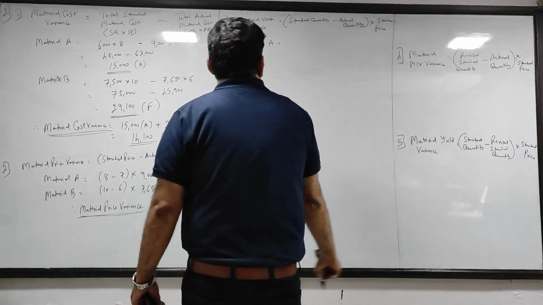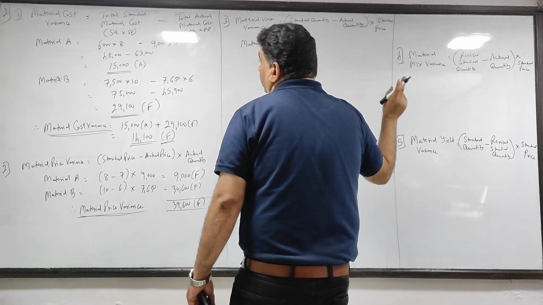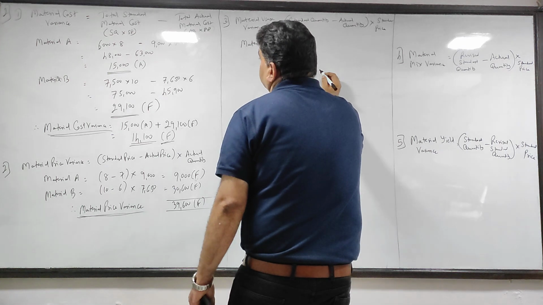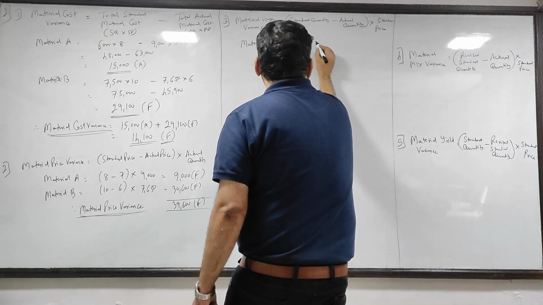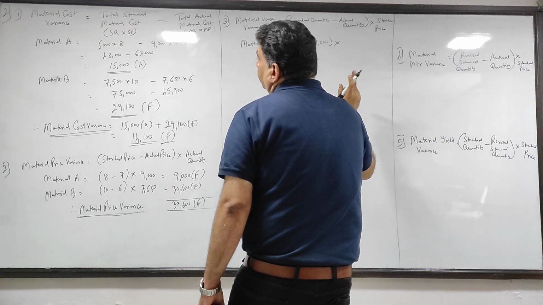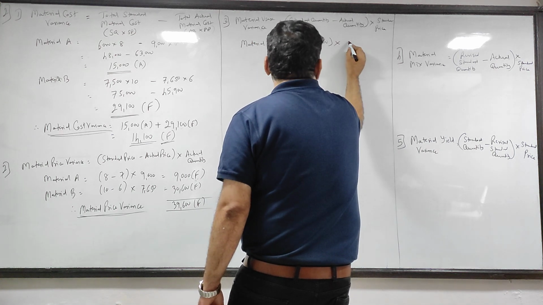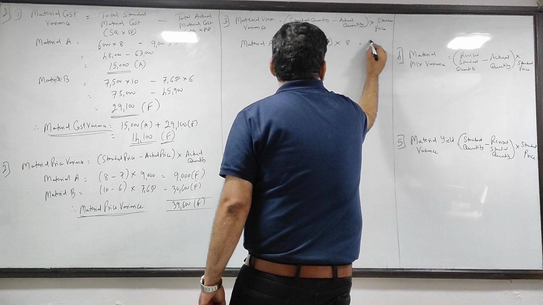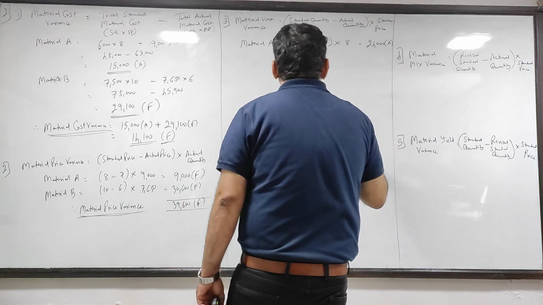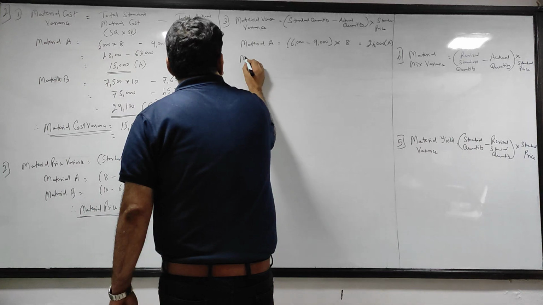Material A, what is the standard quantity? 6,000 minus actual quantity 9,000, into standard price 8. So 24,000 adverse.